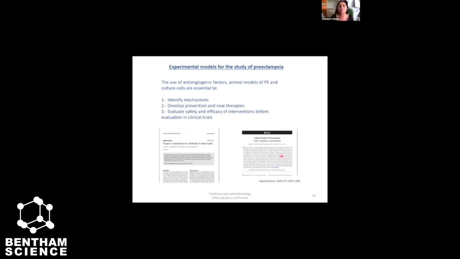So we can conclude that the use of anti-angiogenic factors, animal models of preeclampsia, and cultured cells are essential to identify mechanisms, develop prevention and new therapies, and evaluate safety and efficacy of interventions before evaluation in clinical trials in this disease.